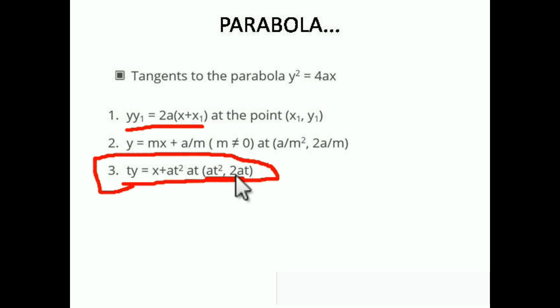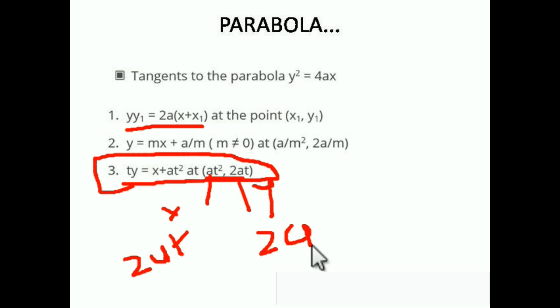Now if we talk about the slope of the tangent, here x = at² and y = 2at. If we take dx/dt, then dx/dt becomes 2at, correct. If we take dy/dt, then dy/dt becomes 2a. Now for dy/dx, we take the ratio of dy/dt upon dx/dt, that is 2a by 2at, that is 1/t. So 1/t is the slope of the tangent to the parabola. Remember this, 1/t is the slope of the tangent.